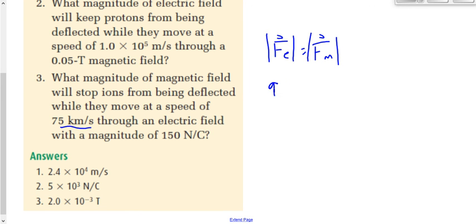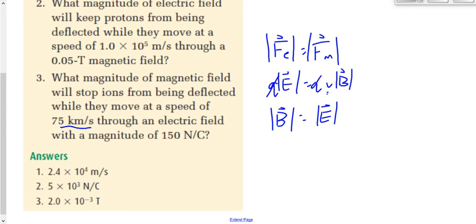We're going to say Q times E is equal to QVB. Q's will cancel. So now we're looking for the magnetic field. Usually in the velocity selection chamber, we're solving for V, but in this case, we're solving for B. It becomes E over V. The electric field strength is 150 newtons per coulomb, and the speed is 75 times 10 to the 3 meters per second, or 75,000 meters per second. Why didn't I divide that by 3.6?